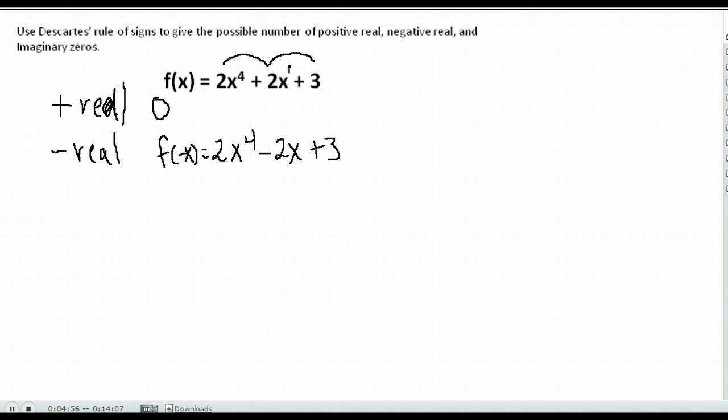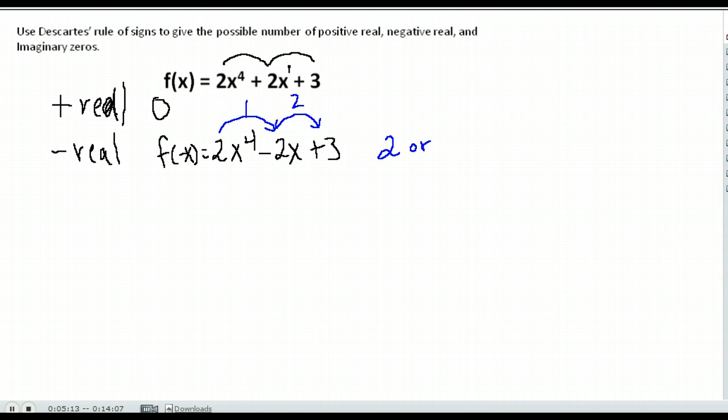And we count the number of sign changes on f of negative x. So as we go down the line, we go from a positive 2 to a negative 2, that's 1 sign change. Negative 2 to positive 3, that's 2 sign changes. So for our negative real zeros, there are 2.